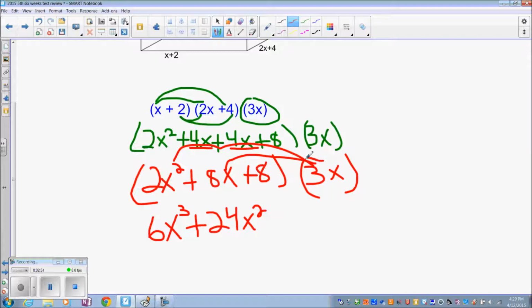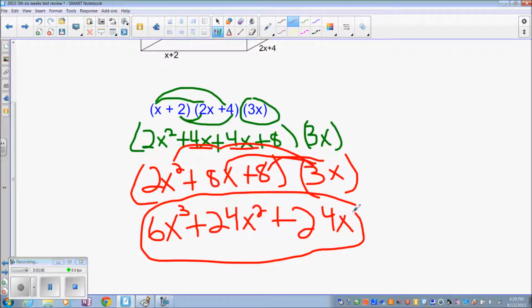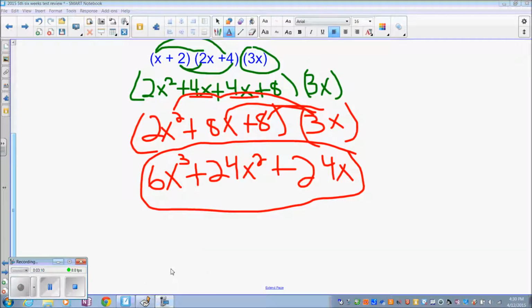And then lastly we have 3x times 8. 3 times 8 is 24. And then there's just the 1x with the 3, so we just bring that down. And here's your answer. Nothing else combined, so we don't have to combine any like terms. So it's 6x to the third plus 24x squared plus 24x. After you multiply all three sides, this is your polynomial that you get for your volume.